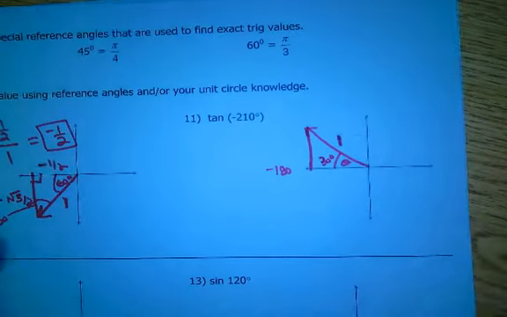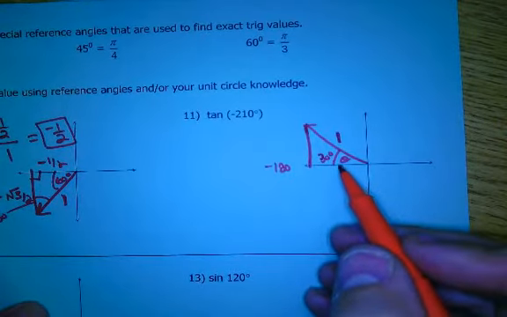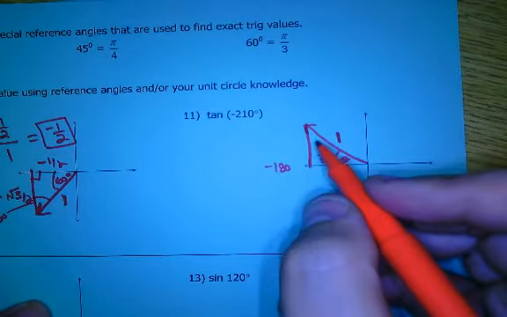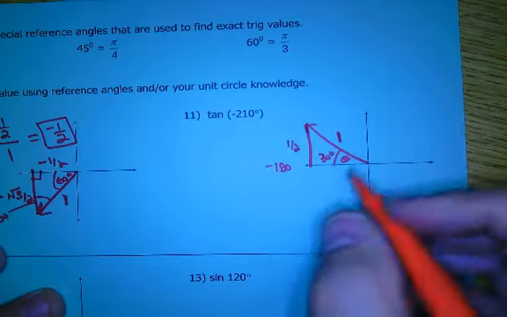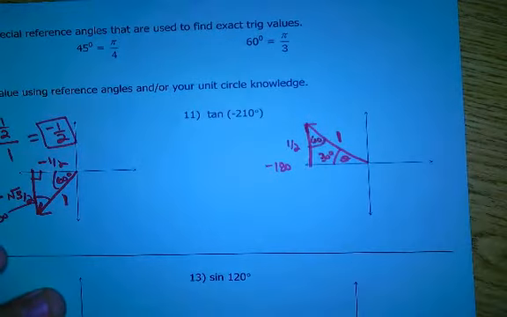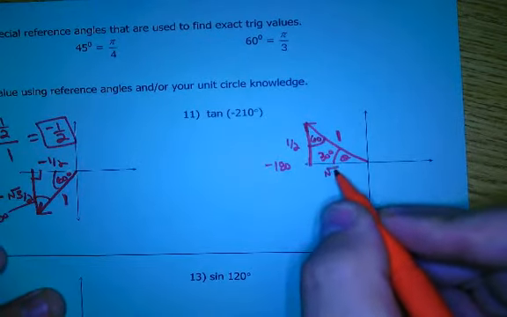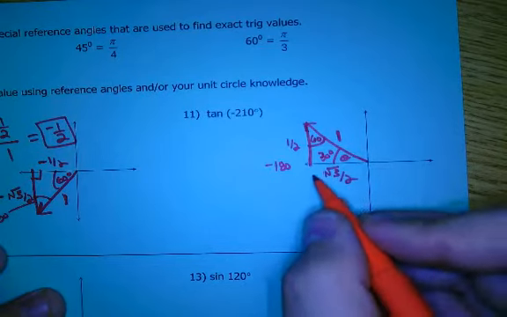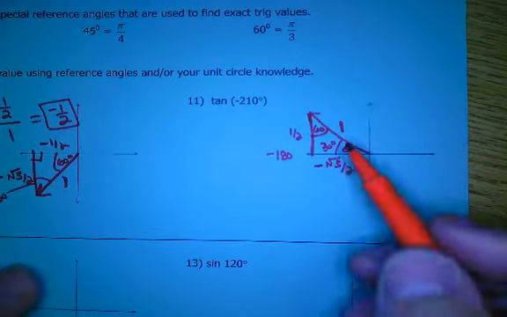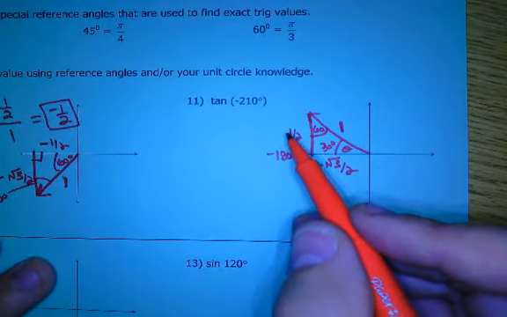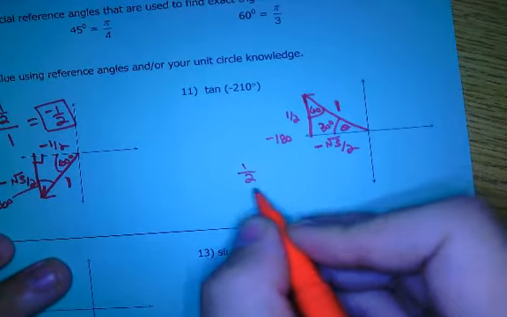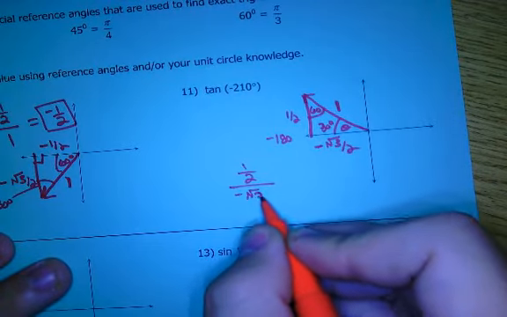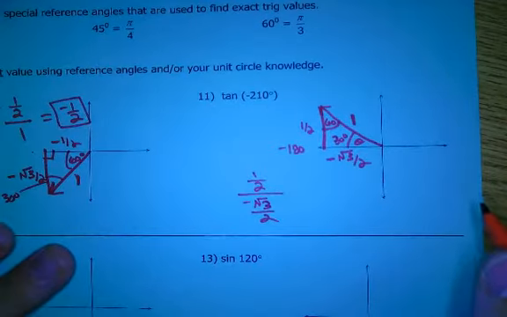Again, this is 1. So opposite the 30 is the half. So I'm going to get a half here. And then the longer side, which is opposite my 60, is going to be root 3 over 2, and this is going to be negative. So what's tangent? Tangent is opposite over adjacent. So it's going to be 1/2 over negative root 3 over 2.